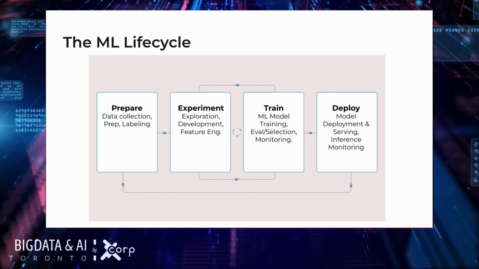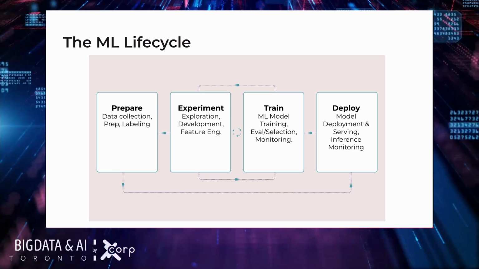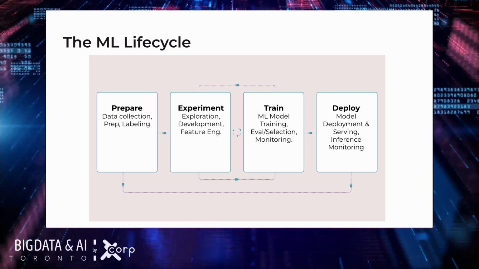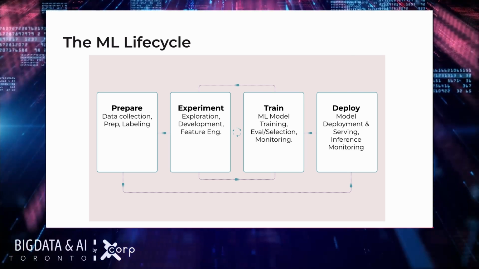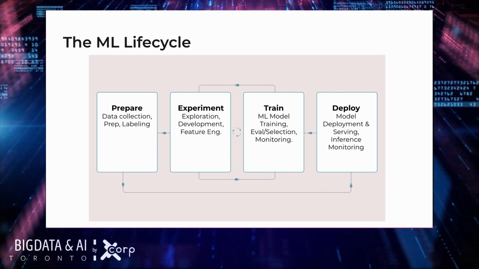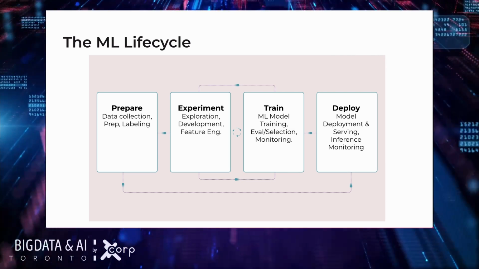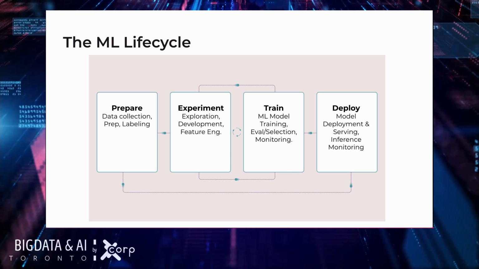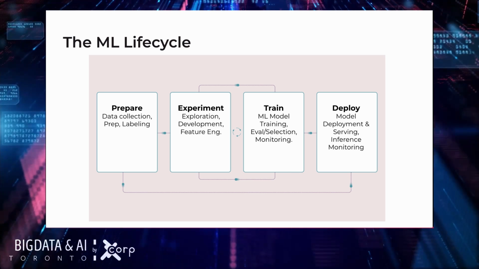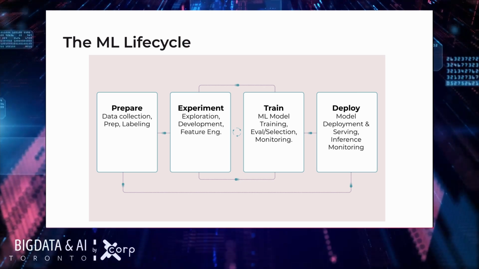I think this is a pretty common look at the machine learning lifecycle, very close to what most people do. At the beginning, collecting the data, preparing it, labeling it, experimentation phase where you're developing your models, and then actually training them, evaluating them, selecting them, and then deploying them and serving them out, running the inferences, and monitoring those deployed models to make sure they're performing well.